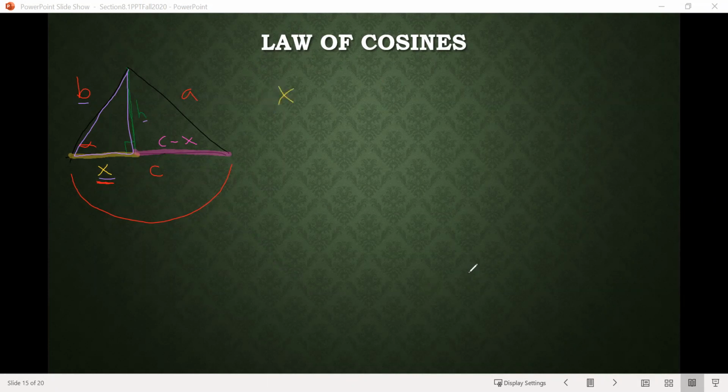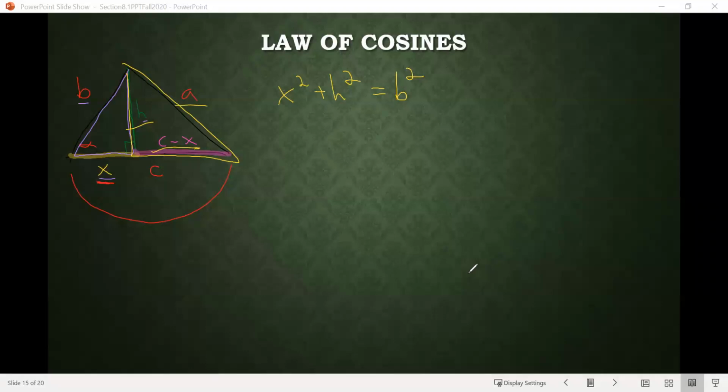So again, we have x squared plus h squared equals b squared. And then in the other right triangle here, again, we have a side of length c minus x, a side of length h, and then a is the length of the hypotenuse. So in that case, we would have (c minus x) quantity squared plus h squared equals the length of the hypotenuse, which is a squared. Okay? So we end up with something like this.